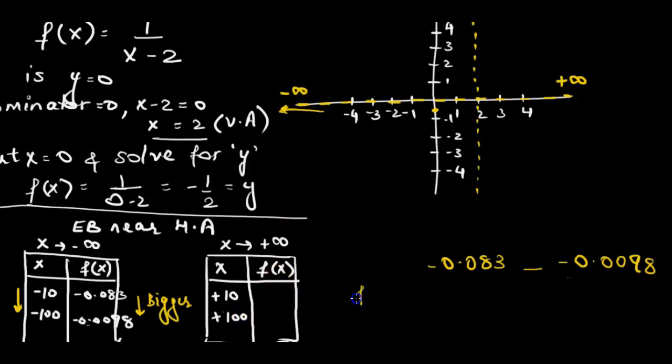So for that, we would find out what f of 10 is, and we know it's 10 minus 2, so it's 1 over 8.